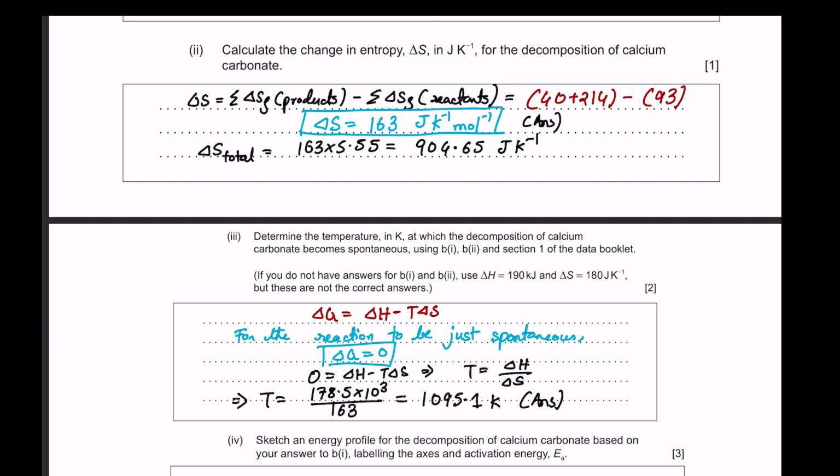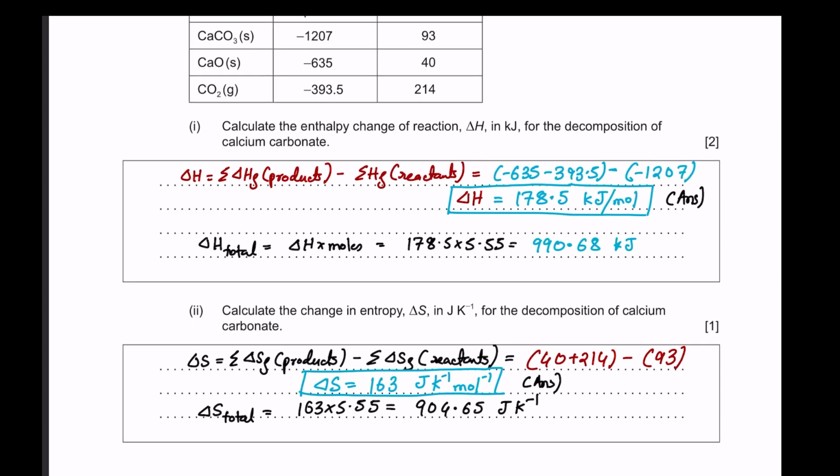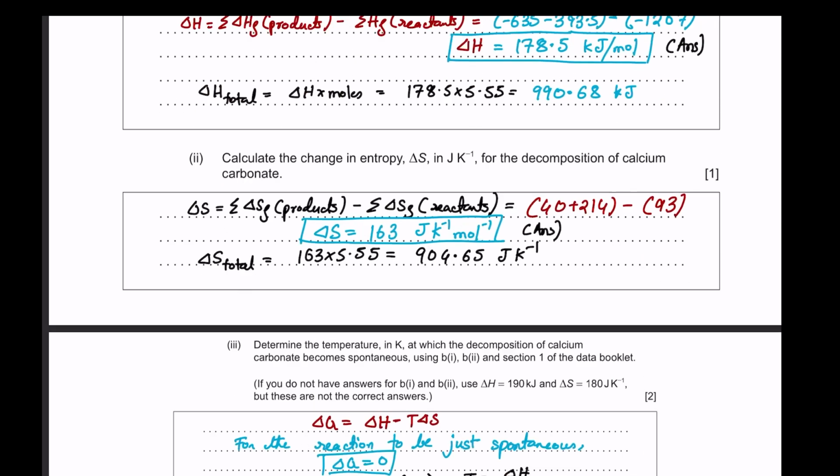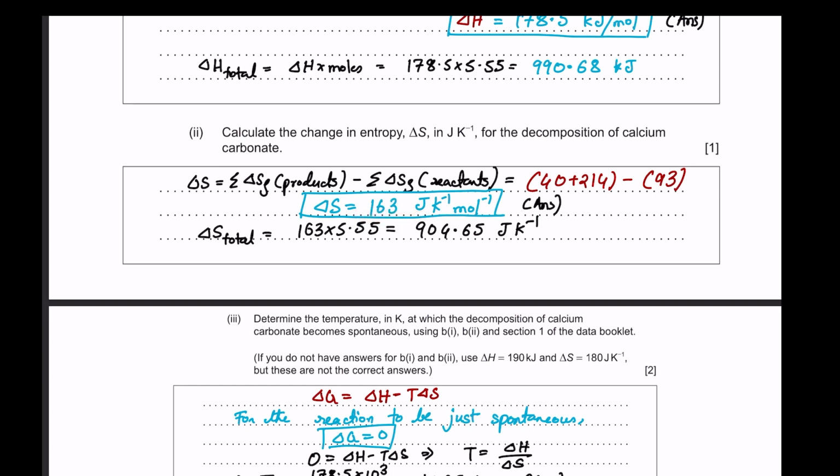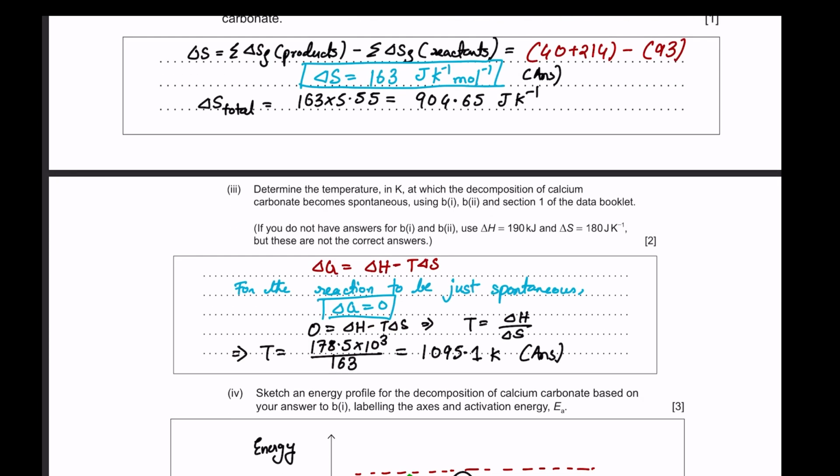Okay, so delta H is 178.5. Now this is kilojoules and this is joules, so we need to multiply delta H by 1000 to convert it to joules per mole. So 178.5 times 10 cubed divided by 163. 163 was the entropy of the reaction. So we finally end up with 1095.1 Kelvin. This is the answer to this part of the question.